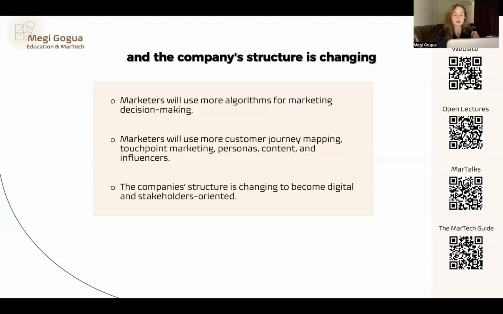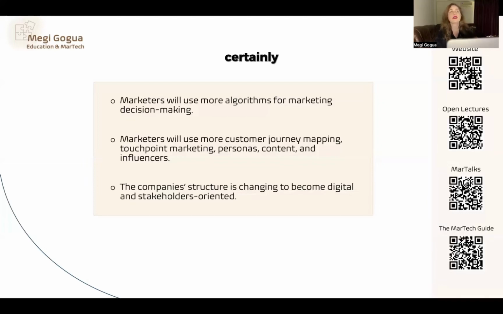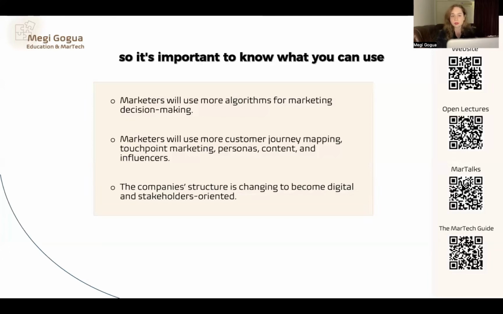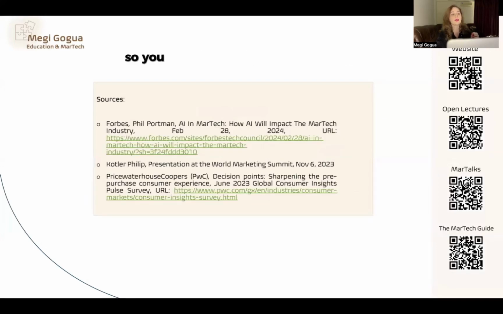And third, the company's structure is changing to become digital and stakeholder oriented. Certainly, we cannot really say no to digital development. So even if you utilize social media in marketing operations, it already defines you as a company, an organization that has digital characteristics by nature. So it's important to know what you can use and how you can enhance what you already do through some additional channels and tools, whether it could be just targeted ads, or you define a broad department of your organization in the sense of how you can either outsource or insource some questions which can be facilitated by currently existing technology.